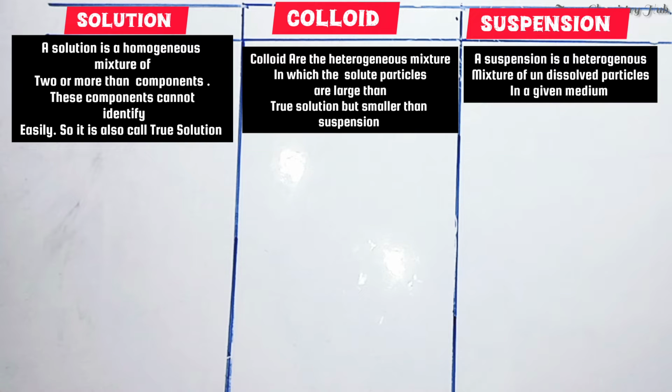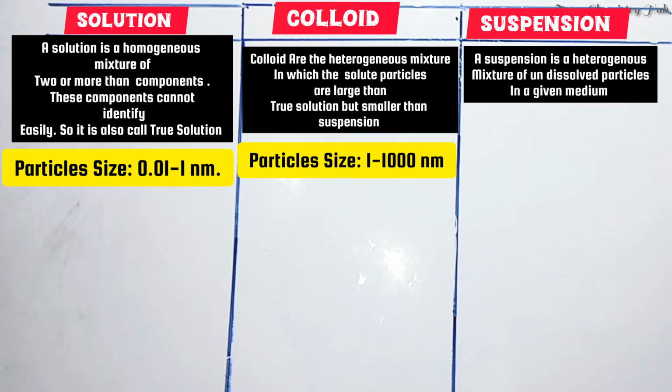Next, we discuss their particle size. In solution, the particle size is in the range of 0.01 to 1 nanometer, while the particle size in colloids is from 1 to 1000 nanometers. Similarly, the particle size in suspension is more than 1000 nanometers.